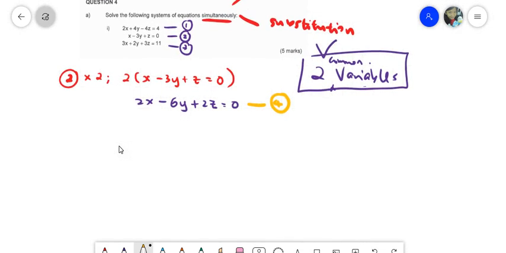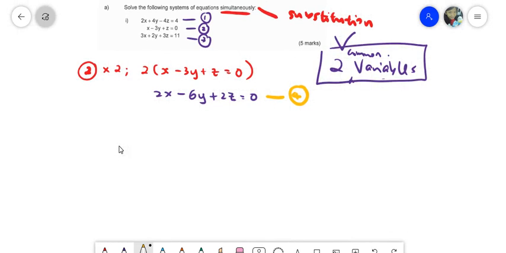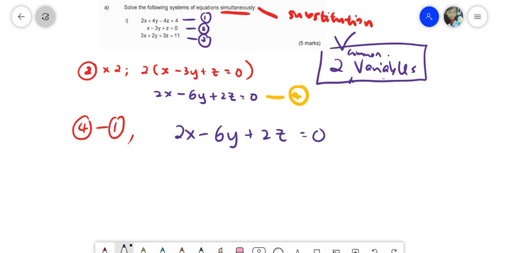So after that, you can have 1 minus 4 or 4 minus 1, it is okay. If you want to have 4 minus 1, do remember to write down your progress. Let's say you have the 4th equation minus the 1st equation. So rewrite: 2x minus 6y plus 2z equal to 0. If some of you may need to have 1 minus 4, it can be done also. It's not a problem. So for 1 minus 4, do remember you write minus, or subtraction, do highlight the subtraction sign. Then your equation 1: 2x plus 4y minus 4z equal to 0.